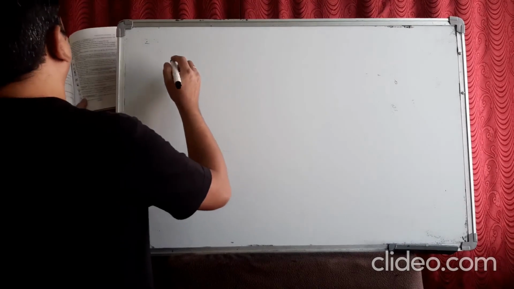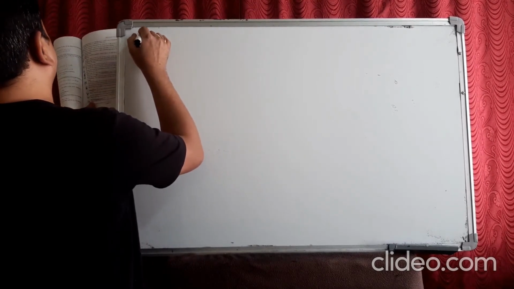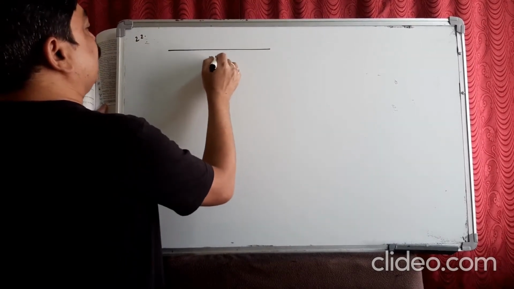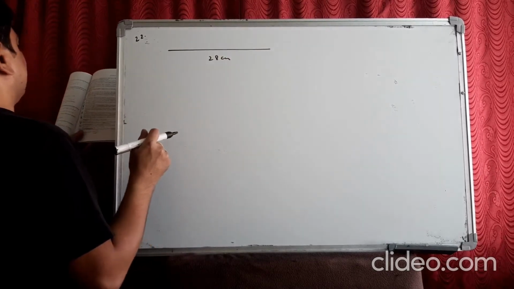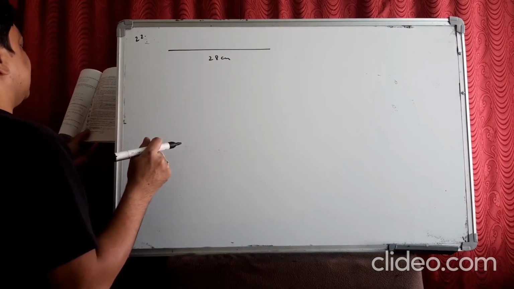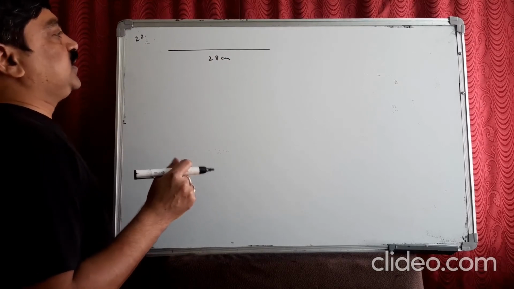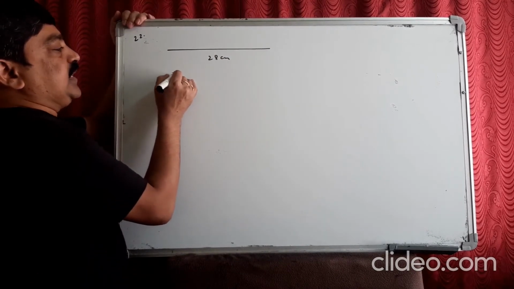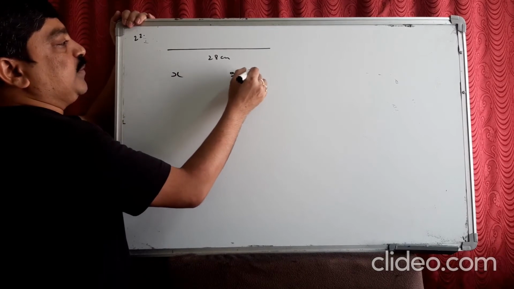A wire of length 28 centimeters. There is a wire of length 28 centimeters. It is cut into two pieces. One piece is made into a square, the other into a circle. So let us take two pieces: one is x and the other one is 28 minus x.